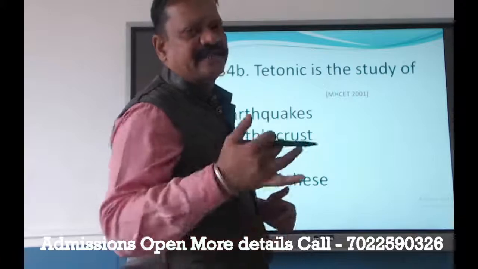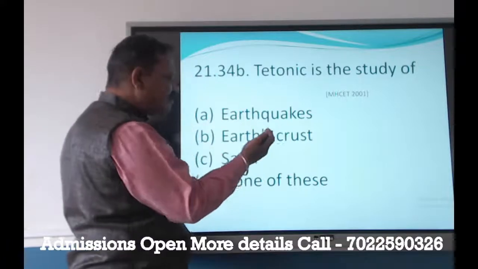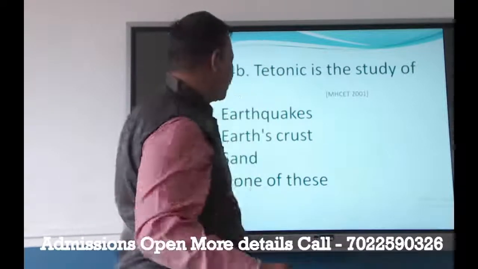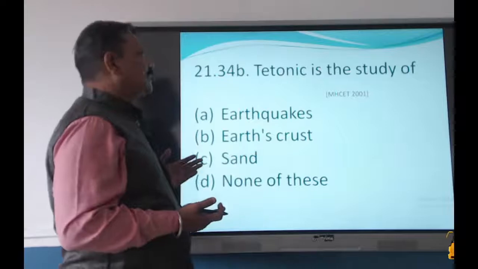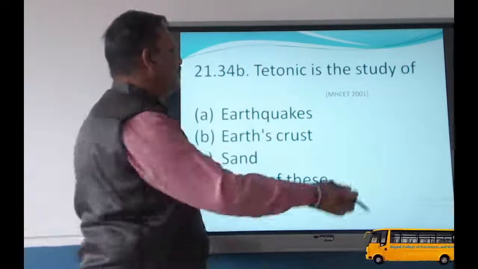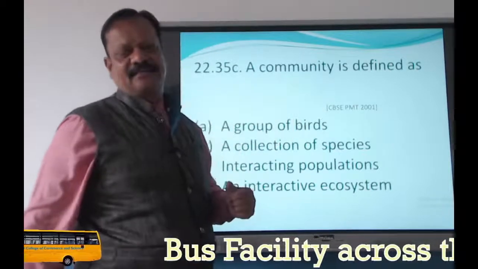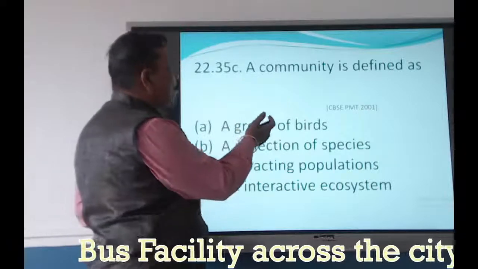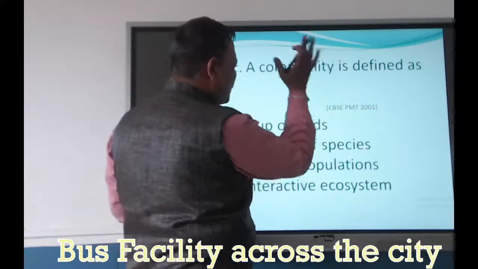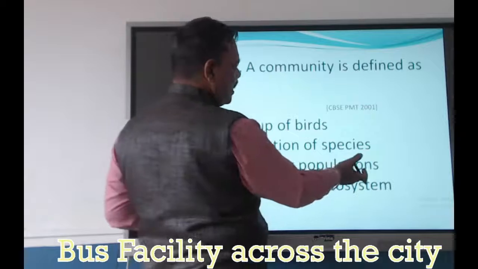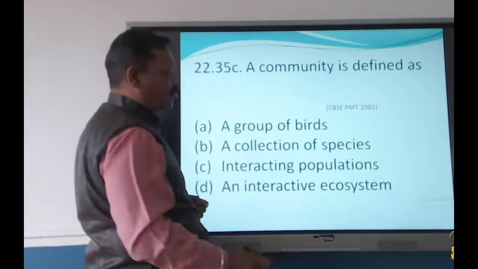Tectonics is the study of what? Options: earthquakes, Earth's crust, sand, none of these. It is the study of Earth's crust. Whatever part of the Earth's crust people are studying, you call it tectonics. So, next one. A community is defined as what? Options: a group of birds, a collection of species, interacting populations, interacting ecosystem. Here, option C, interacting populations, is the right one. Next.